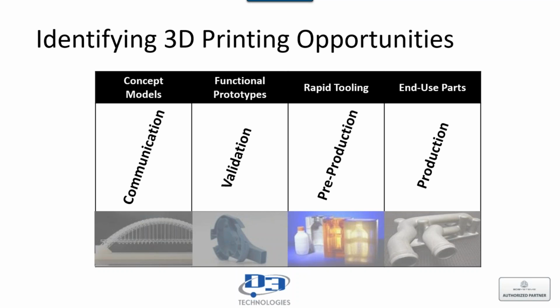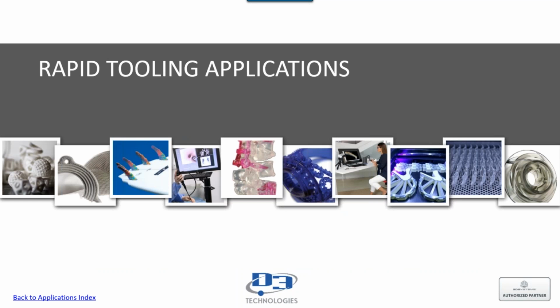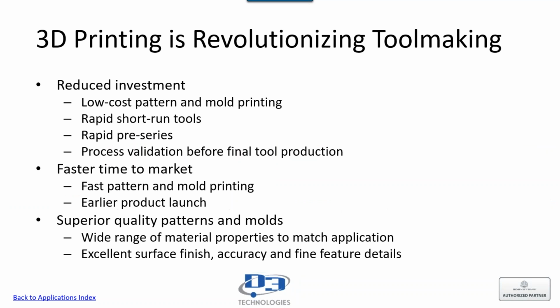Thirdly, pre-production models. So this is what we're going to focus on today, rapid tooling, how people can use rapid tooling technology or applications in 3D printing technology. And then lastly, end-use parts. A lot of 3D printing is being done today with end-use parts in many different applications. So let's start out with some of these rapid tooling applications.